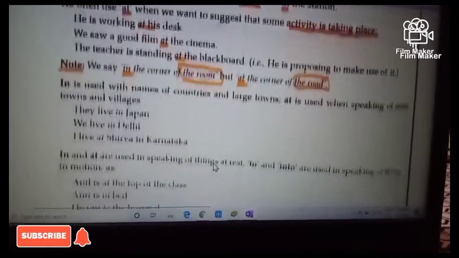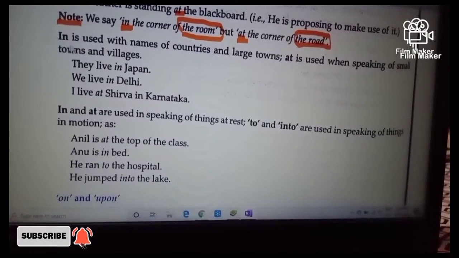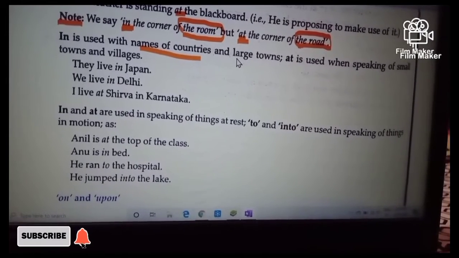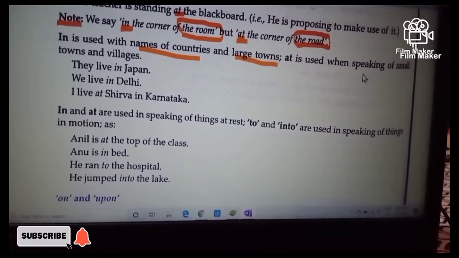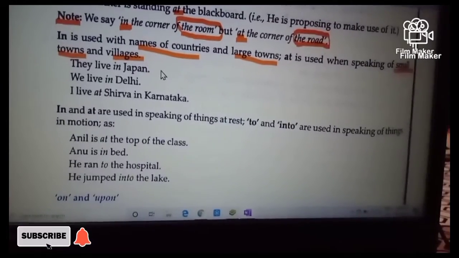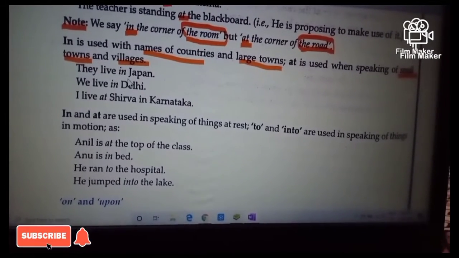You have to note it down. Take a look at some more examples. In is used with the names of countries, especially, and large towns, and at is used when speaking of small towns and villages. Countries are especially denoted by using in.